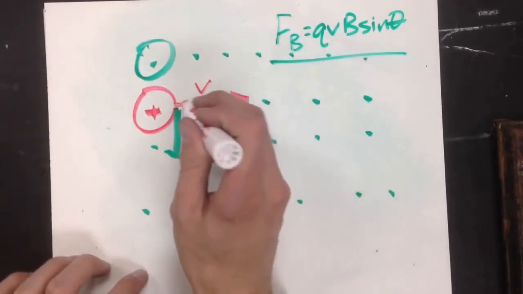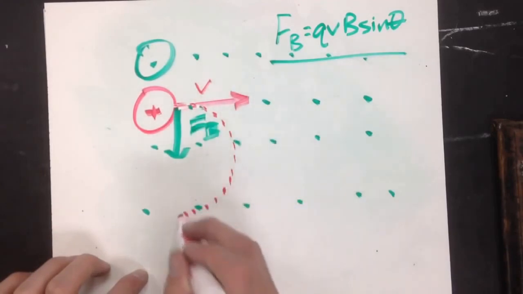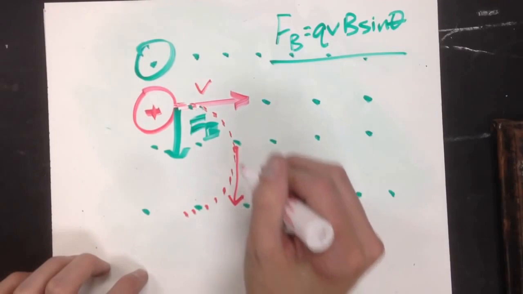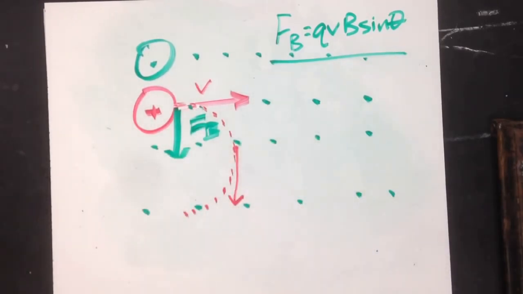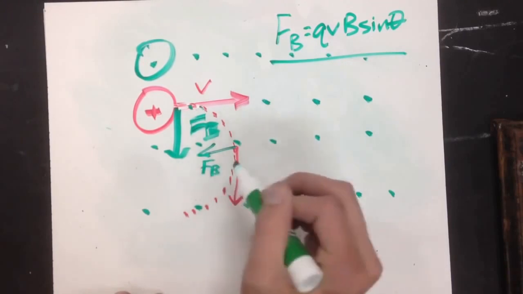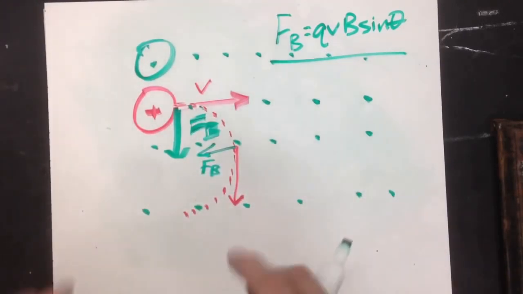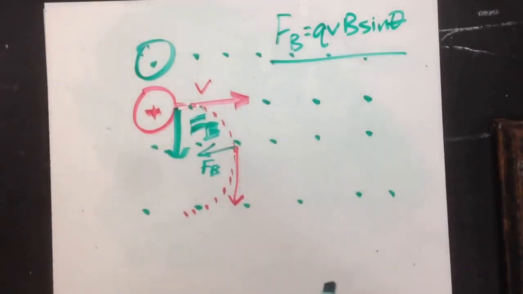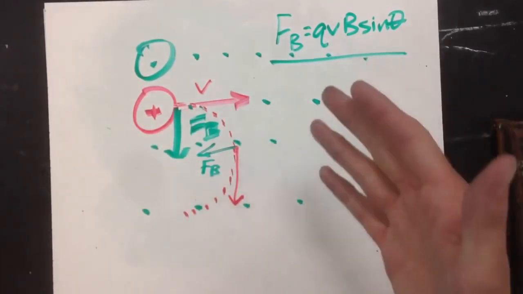So this thing would rotate around in a circle like so. Everywhere your velocity is tangent and your force, your magnetic force, is directed back in towards that center. It's the centripetal force.